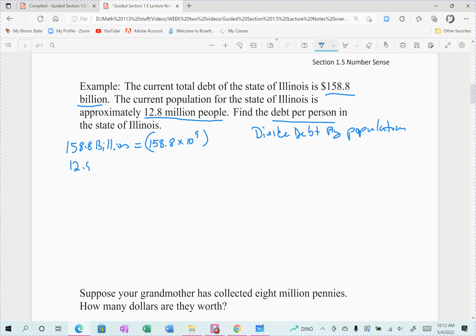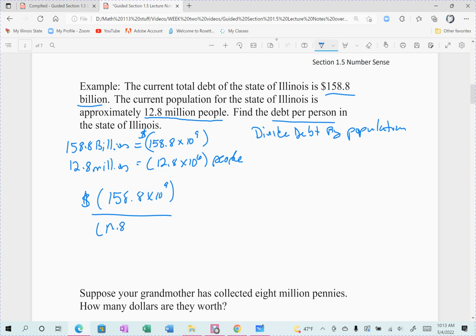And then the 12.8 million is a different conversion. It's 12.8 times 10 to the 6. It's slightly smaller, right? So I want to add 6 spots after the 12. All right, and so those are the numbers we're going to divide. So I'm going to take my debt, my dollars, and my people, and divide it out. So my dollars, 158.8 billion, that's why it's times 10 to the 9th, divided by the 12.8 times 10 to the 6th, because the 10 to the 6th gives me my millions of people.